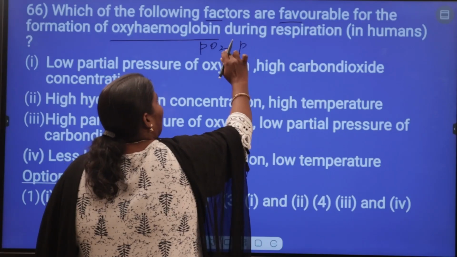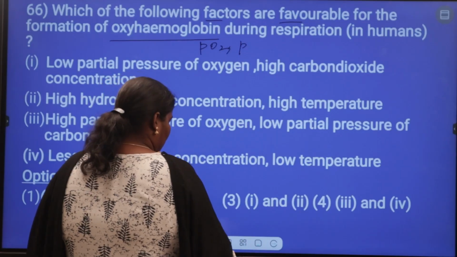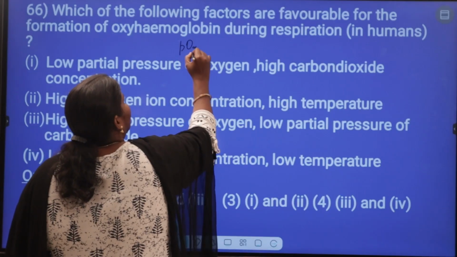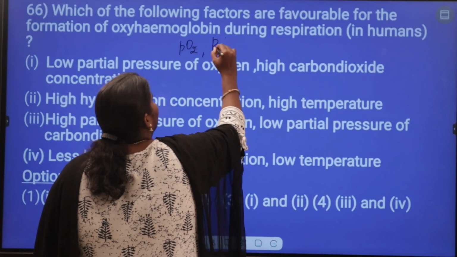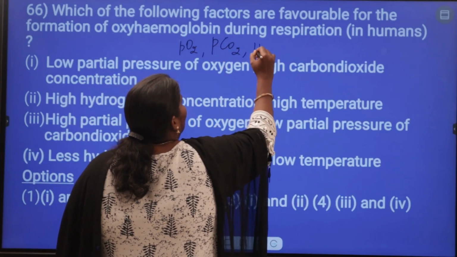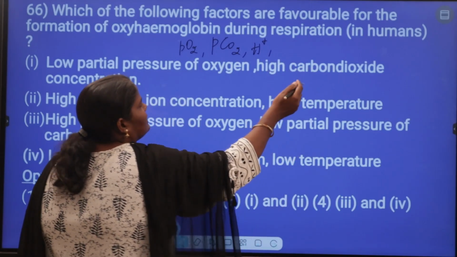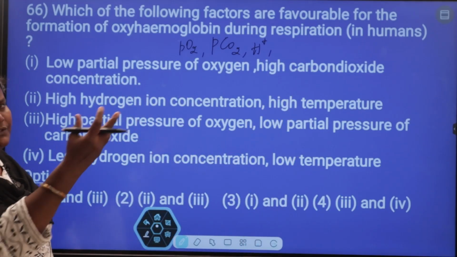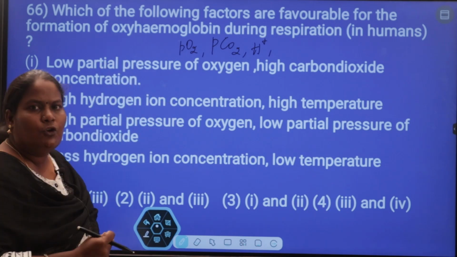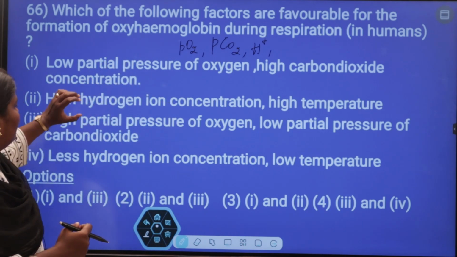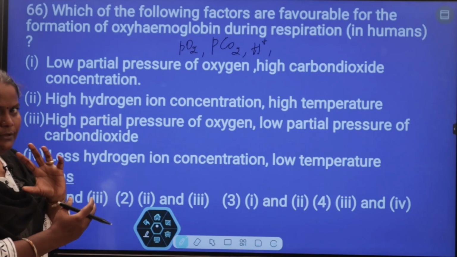PO2. There are 4 factors actually. PCO2. PO2, partial pressure of oxygen. Next one is partial pressure of CO2. The another one is hydrogen ion concentrations, the H+ concentration or pH. So these are the 4 factors which are responsible for the oxyhemoglobin association. Based on this, there are a few segments which make you confused.